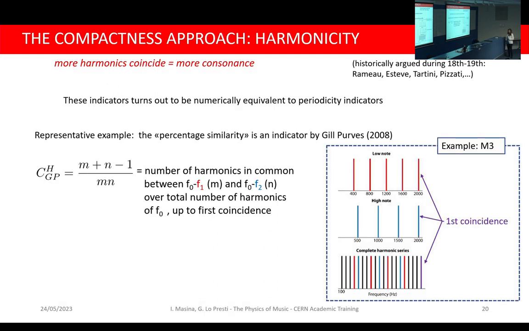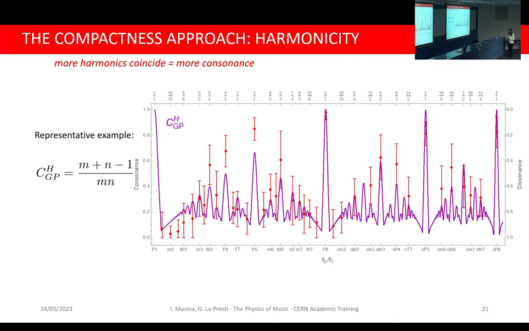The example will describe it better. Take a major third. This is the low note, this is the high note, and this is the first coincidence. The black represents the harmonic spectrum of the fundamental bass. So you really count the number of coincidences over the total number of harmonics of F0 up to the first coincidence. So you have a measure of percentage similarity of these two frequencies. And it's a nice indicator. Here it is, Gaussianized as we suggested.